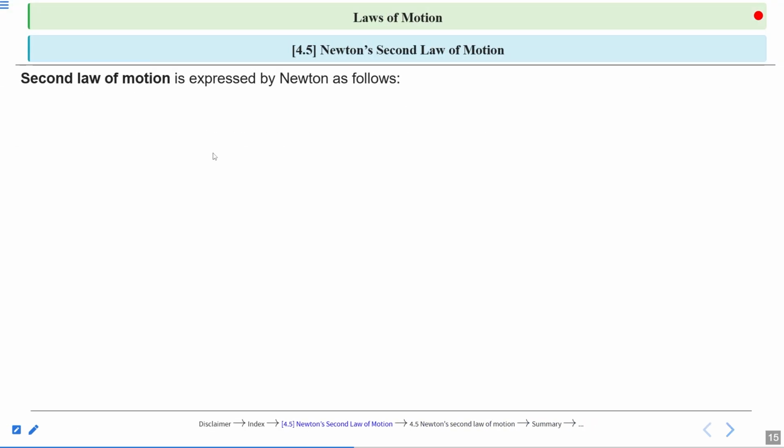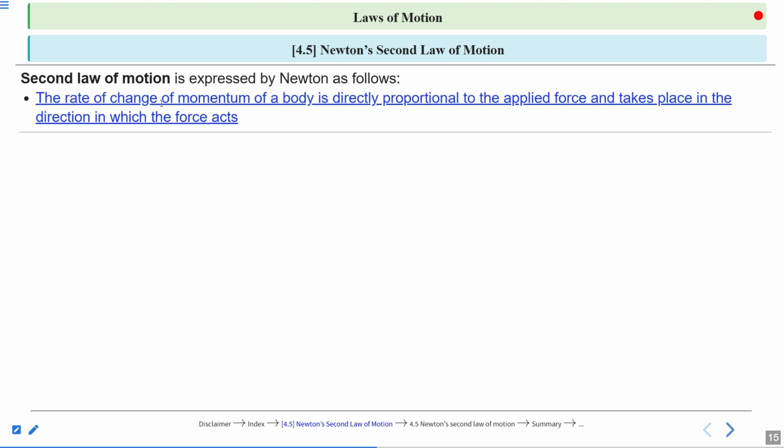Second law of motion is expressed by Newton as follows. The rate of change of momentum of a body is directly proportional to the applied force and takes place in the direction in which the force acts. So this is the definition of the second law of motion. Rate of change of momentum is equal to applied force.